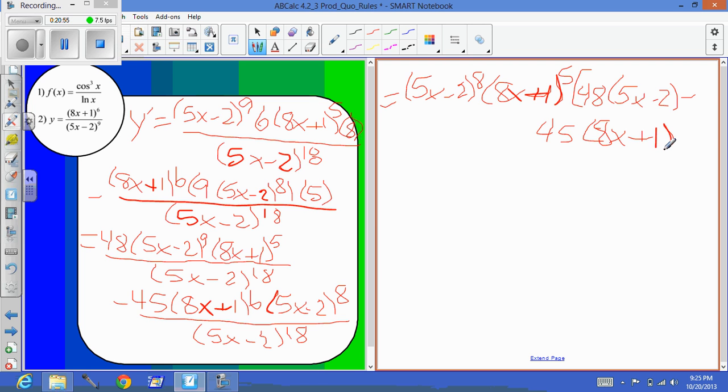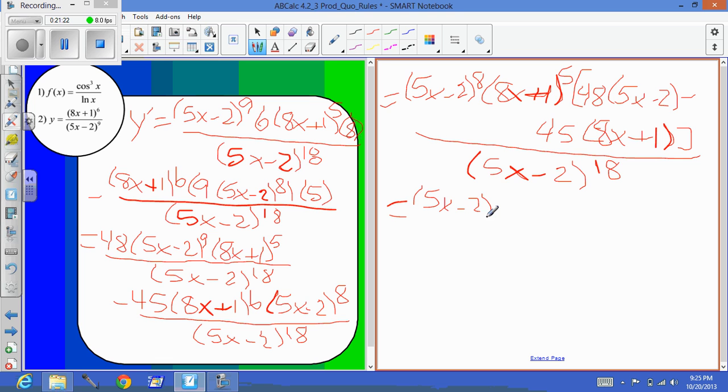All right, so that gives me everything that I have left over, and remember that all of this, again, poor notation, is over 5x minus 2 to the 18th. Okay, so let's get this simplified and make this as easy as possible. My 5x minus 2 to the 8th, I'm going to write it one more time, and then we'll cancel it with the ones on the bottom, times 8x plus 1 to the 5th.